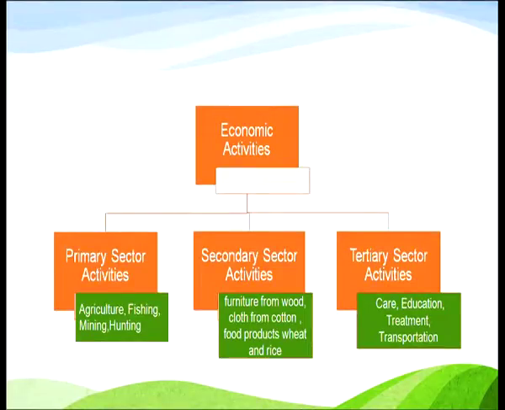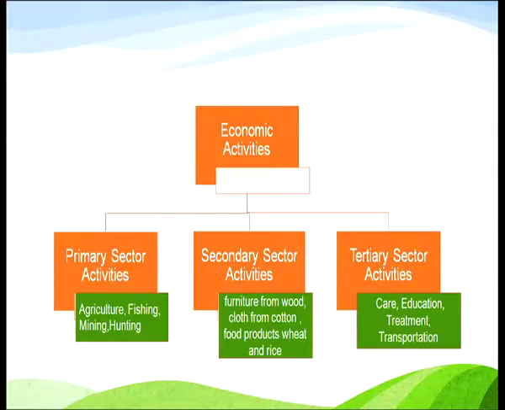Economic institutions regulate certain economic activities. These activities are related with different sectors of the society. For example, primary sector, secondary sector and tertiary sector. Primary sector activities are those activities which help in the production of raw materials. For example, agriculture, fishing, mining and hunting.